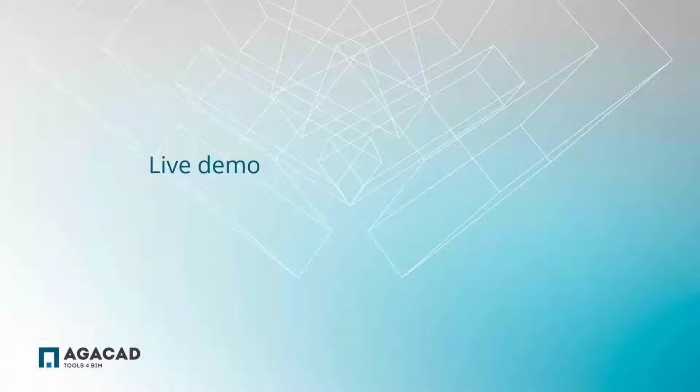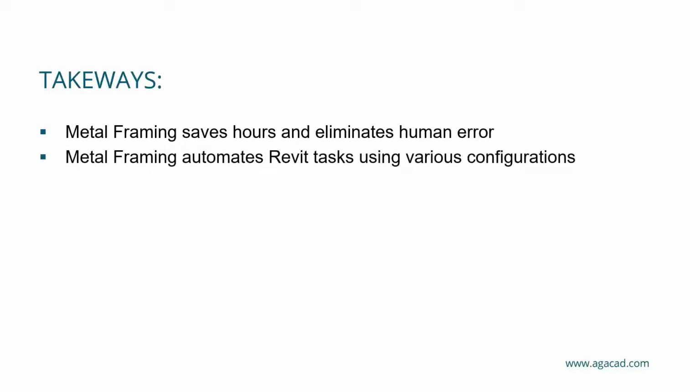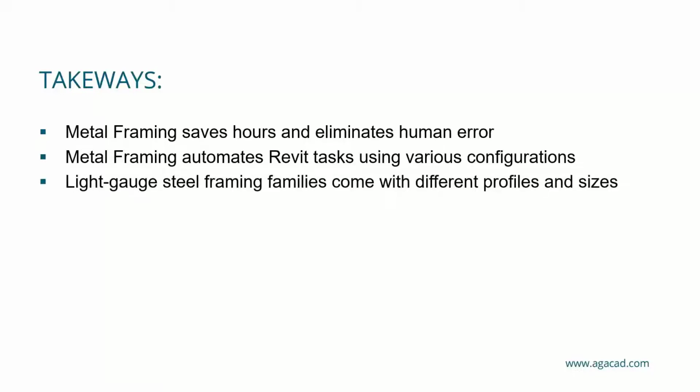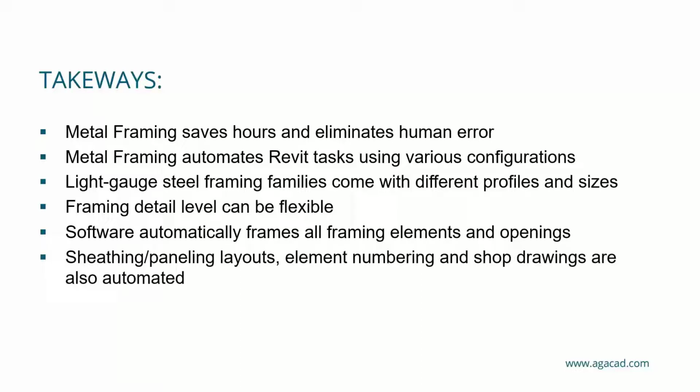So our live demo is over. And here are our conclusions. So the metal framing saves hours and eliminates human error. It automates Revit tasks using various configurations. Light-gauge steel framing families come with different profiles and sizes. Framing detail level can be flexible. And software automatically frames all framing elements and openings. And of course, sheeting and paneling layouts, element numbering, and shop drawings are also automated.